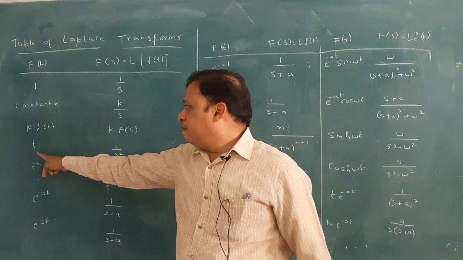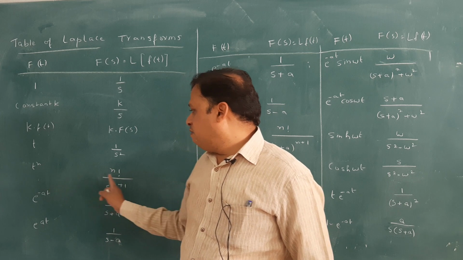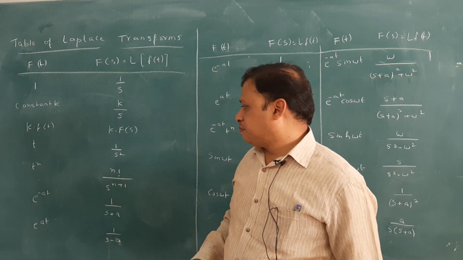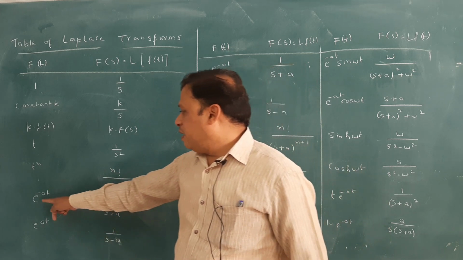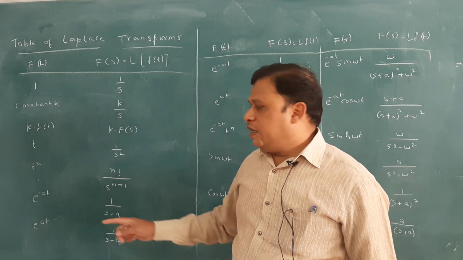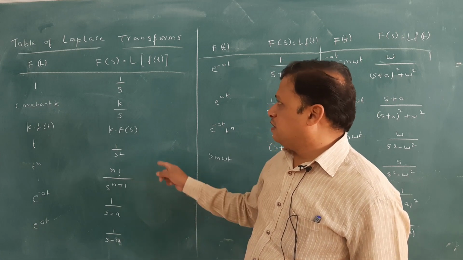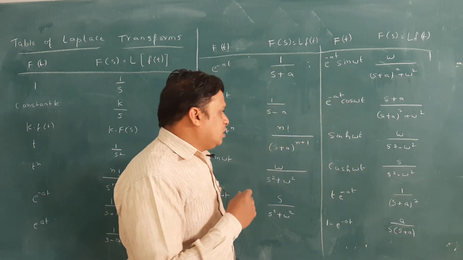Now for t it is 1 by s square, and for t power n it is n factorial by s power n plus 1. If it is e power minus at, then we can write 1 by s plus a, and if it is e power at, we can write 1 by s minus a. That is the Laplace transform. We have to remember these things.